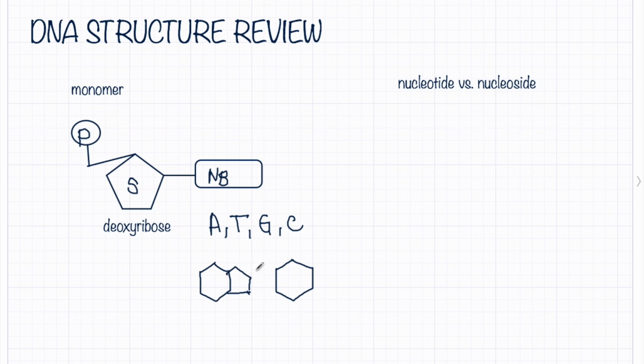So the double rings are a class of molecules called purines, and the purines include adenine and guanine. And then the single rings are pyrimidines.